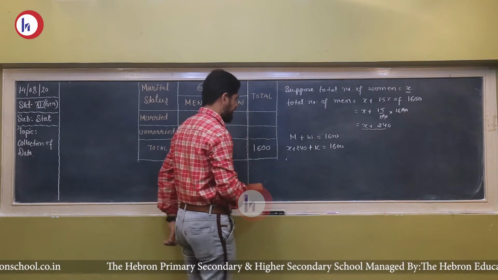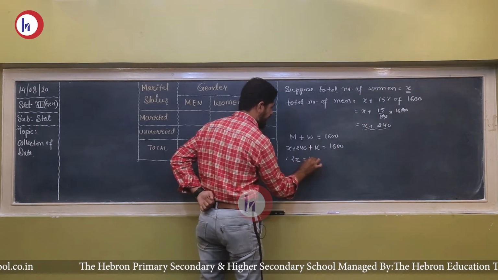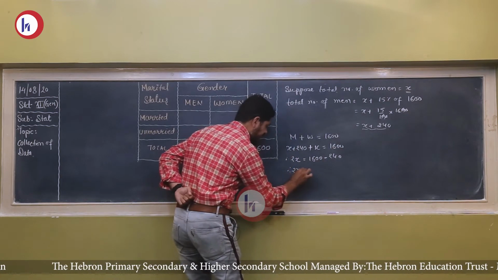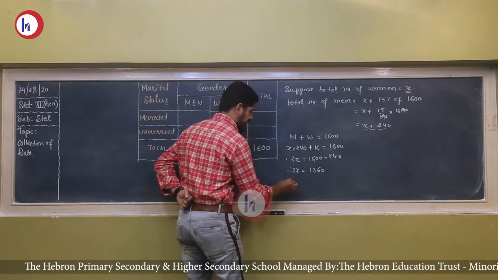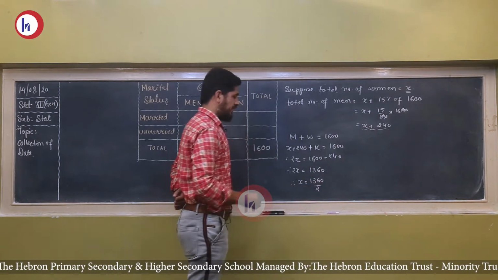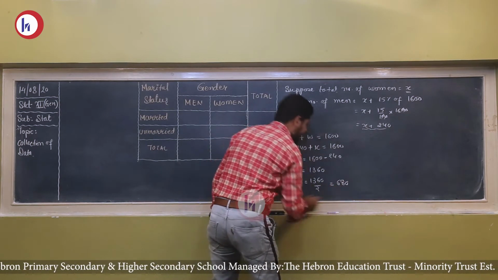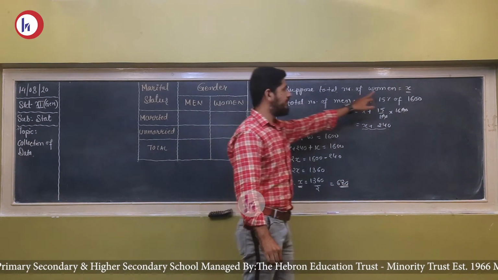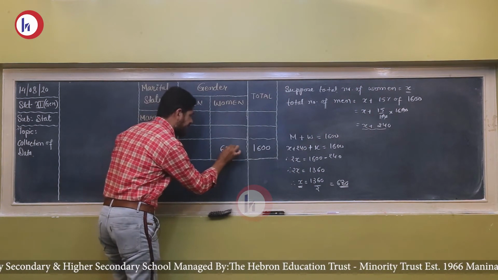Now let's solve this equation. So X plus X will be 2X. Now change the side of 240. So 2X is equal to 1600 minus 240, which will be 1360. Now change the side of 2. So 1360 divided by 2 will be 680. This is the amount of X. And what is X? X is the number of women. So the total number of women is 680.